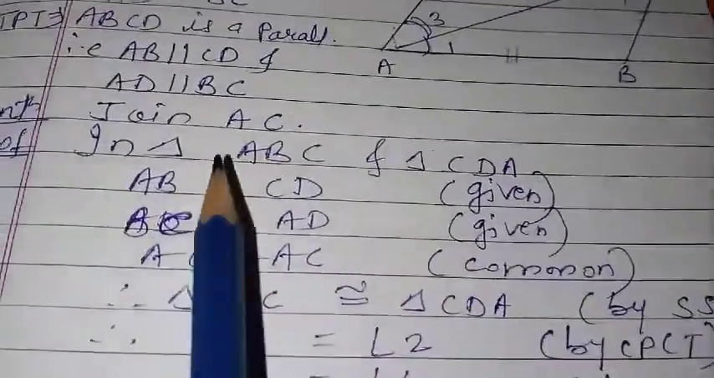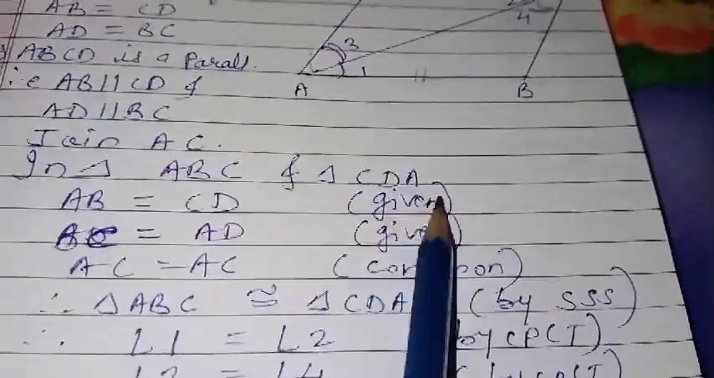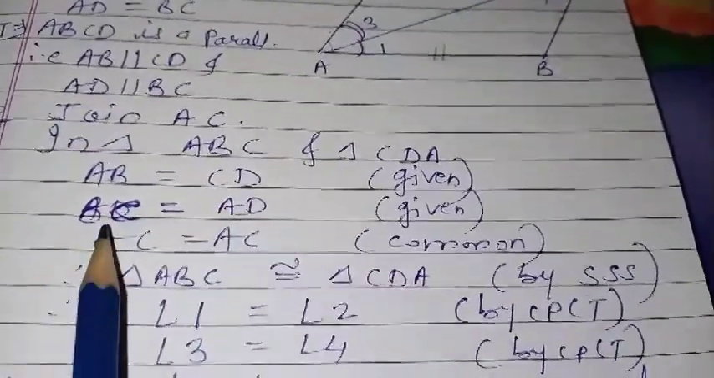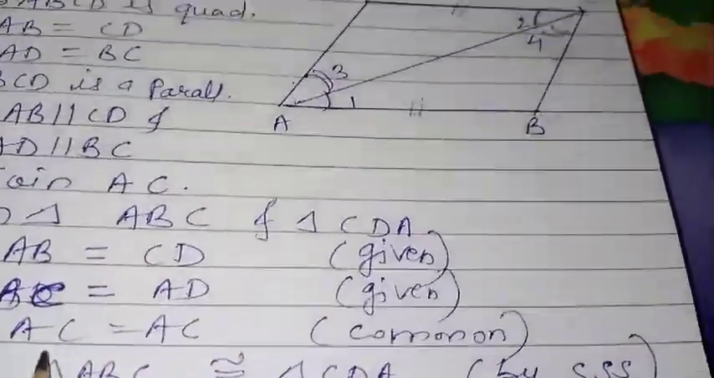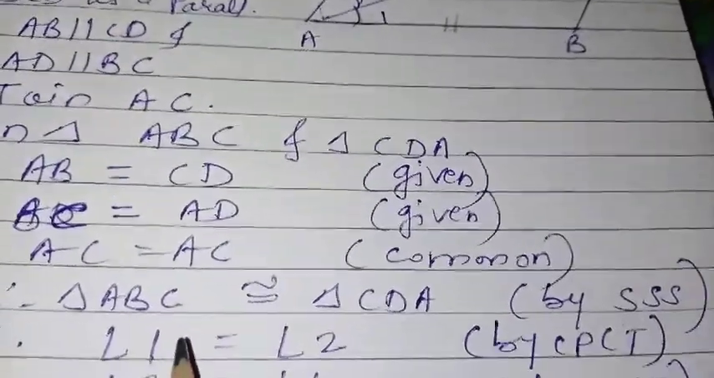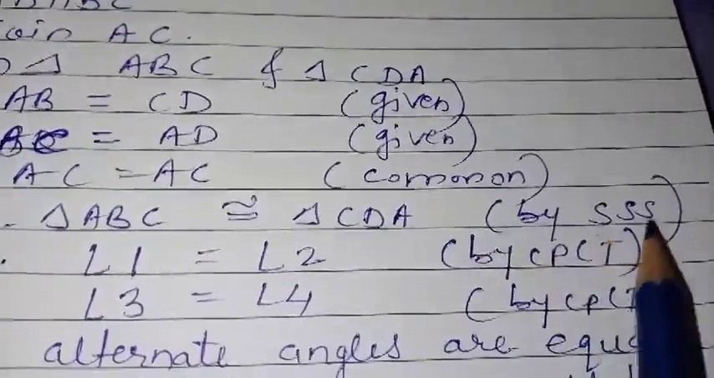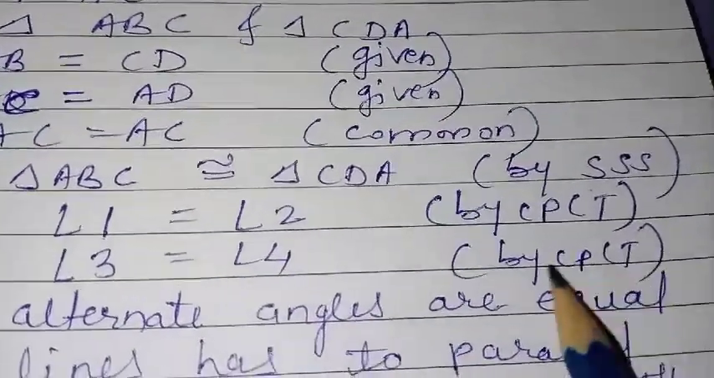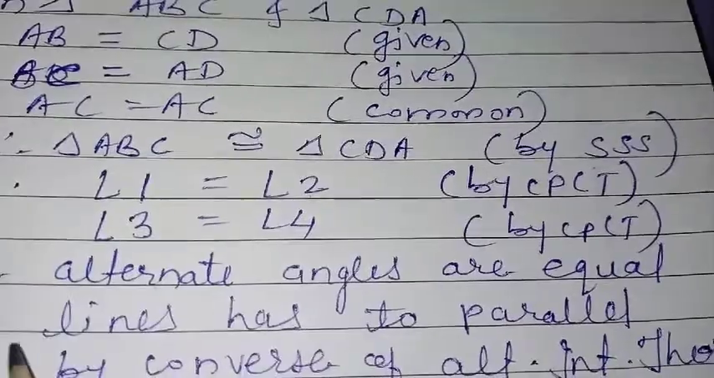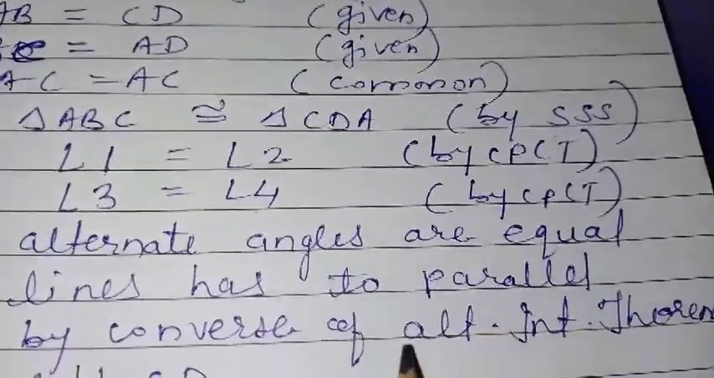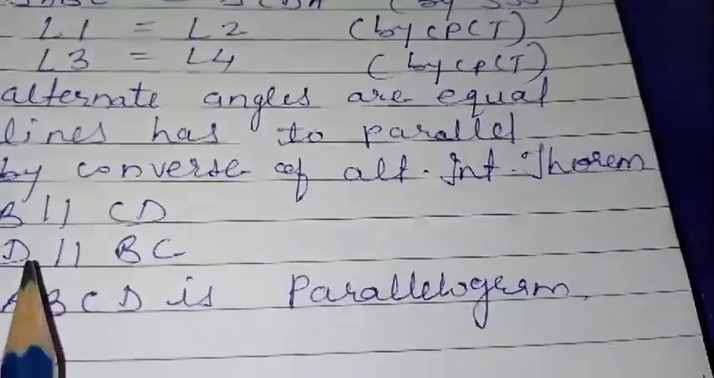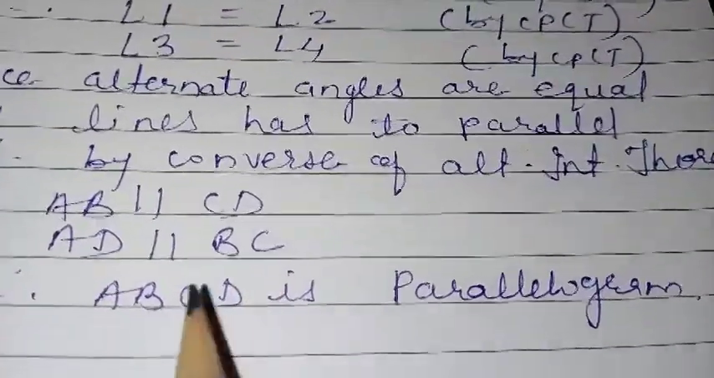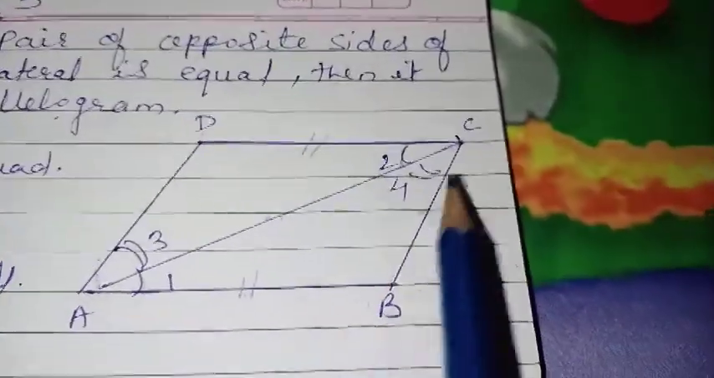Understood? So what I did in triangles ABC and CDA, we proved the triangles congruent by SSS. First two sides: AB equal to CD given, BC is equal to AD given, AC is equal to AC common, and triangle ABC congruent to CDA by SSS. So angle 1 is equal to angle 2 and angle 3 is equal to angle 4 by CPCT. Since the alternate interior angles are equal, the line has to be parallel. So by converse of alternate interior theorem, AB parallel to CD and AD parallel to BC. Hence ABCD is a parallelogram.